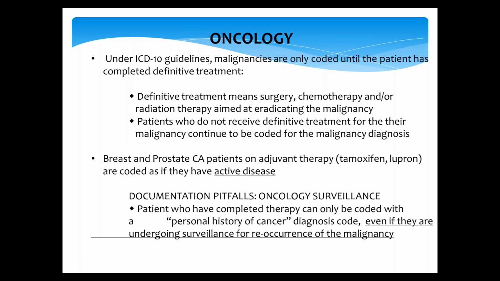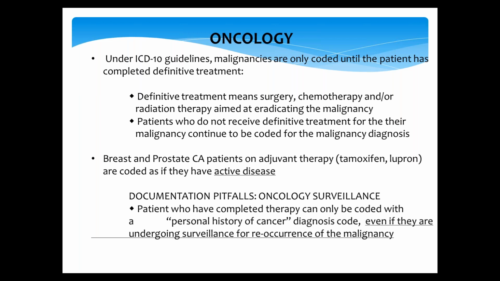Oncology is a little bit complex because you have to make sure you only code until the patient has completed definitive treatment. Definitive treatment means surgery, chemo, or radiation aimed at eradicating the malignancy. So if they haven't received definitive treatment for their malignancy, then you can code that malignancy diagnosis continuously. For example, breast cancer and prostate cancer on adjunctive therapy, tamoxifen and Lupron, are coded as active disease because they're being treated.